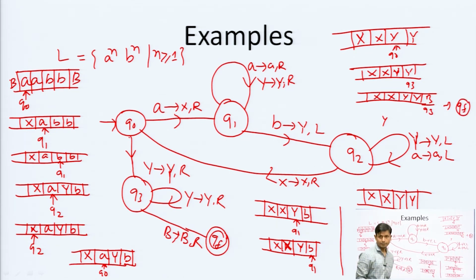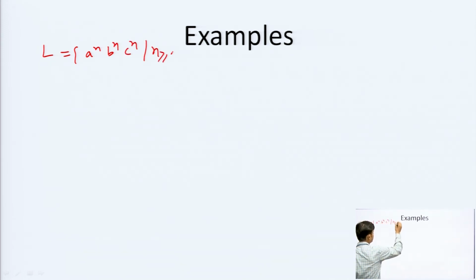So like that we can design this using a Turing machine. This is a context free language, we can also design it with a push down automata. I will do more numericals, like you can do for a context sensitive language. Suppose one example is L is a to the power n, b to the power n and c to the power n, n is greater than or equal to 1.